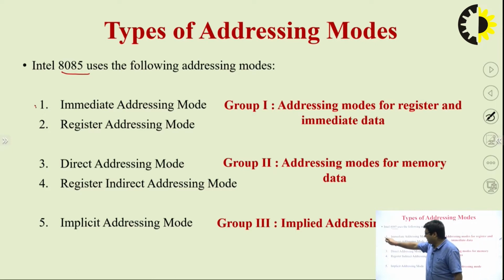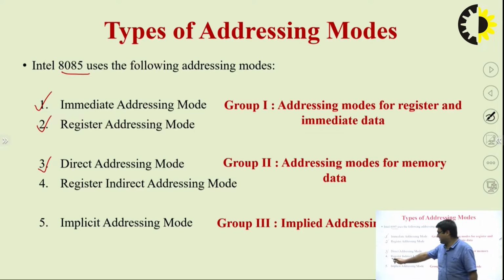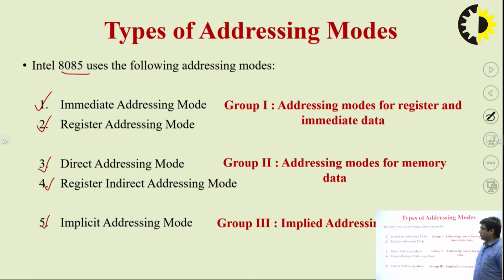First is the immediate addressing mode, second the register addressing mode, third the direct addressing mode, fourth the register indirect addressing mode, and the fifth the implicit addressing mode. For better understanding, we categorize all the addressing modes into 3 groups: group 1, group 2 and group 3. Group 1 is related to the register and immediate data. If an immediate value has to be moved into the destination operand, it is related to group 1.